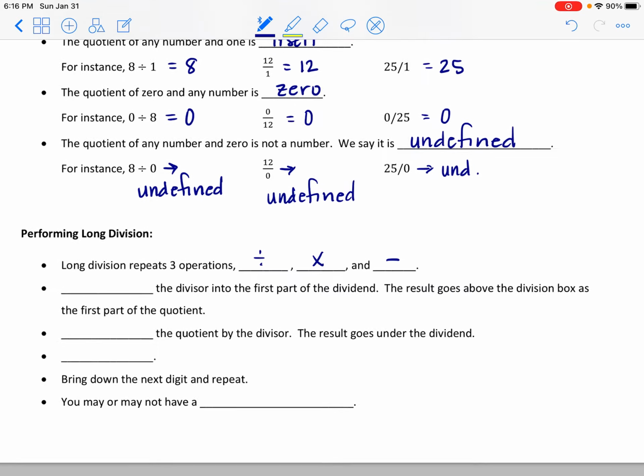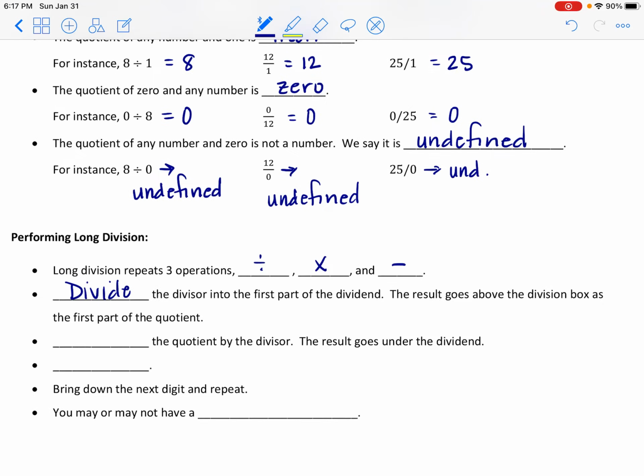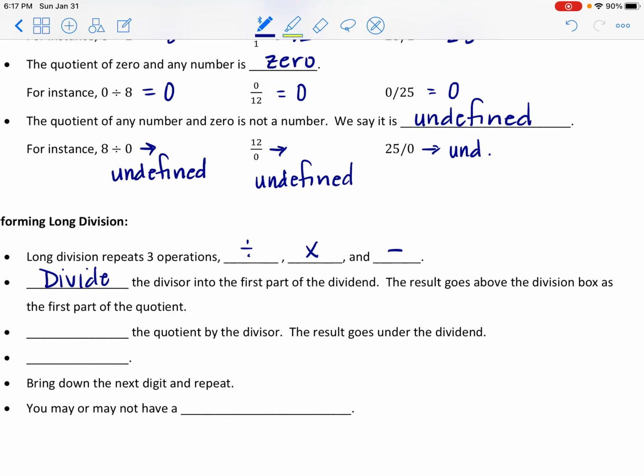When we start the long division problem, we start with division, and we're going to divide our divisor into the first part of our dividend. If it's a larger number, we can't go into the whole thing. We're just going to look at the first part. And the result that we get is going to go above our division box, and it's going to represent the first part of our quotient.